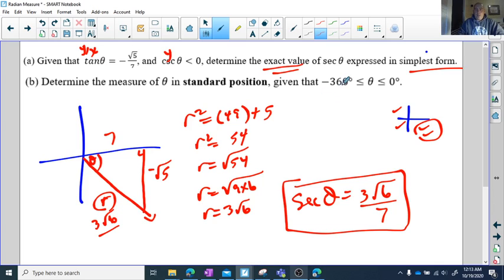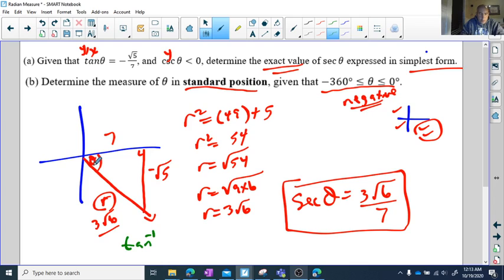Now, it wants us to find theta in standard position. Standard position means measuring it from here. Now, it's telling us which one it wants. It wants theta to be somewhere between negative 360 and 0, which means it wants your answer to be negative, which is fine. We'll figure that out here. So we're going to first just figure this angle out. Pick a trig ratio. Again, I like tangent.